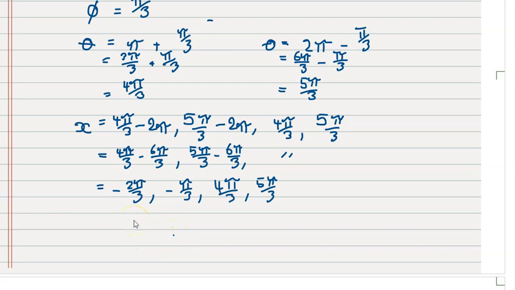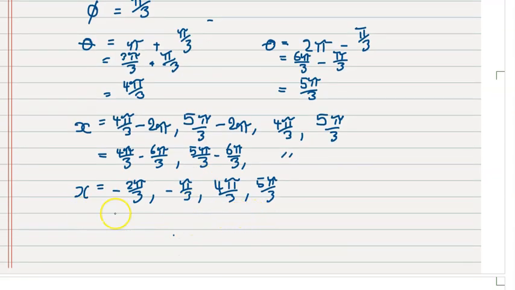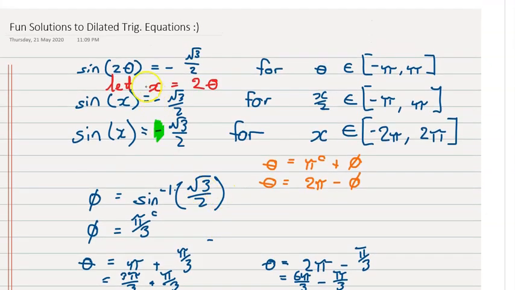our values of x are negative 2 pi on 3, negative pi on 3, 4 pi on 3, and 5 pi on 3. But remember, we're not done here, because the question was asking what values of theta will come from this ratio here. So we have to go back from x to theta.